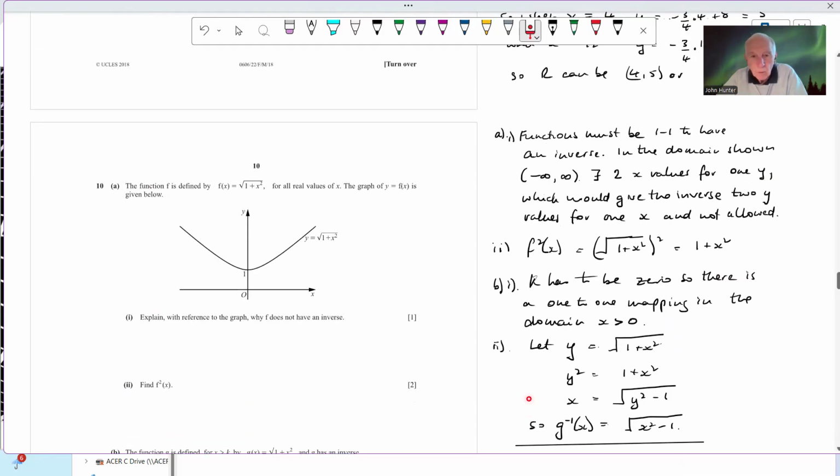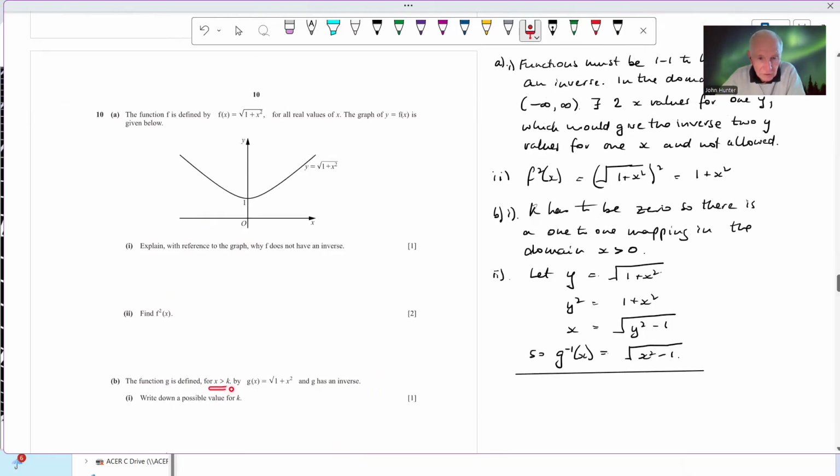What could k be? Well, we're looking for a set of values where we're only going to get one value of y out for one value of x. And if we limit ourselves to just this right-hand part here, then that will do that. So we're effectively not changing the function, we're just changing the domain. Could we use this part? Well, you could, except the question does say x is greater than k, so we're pretty well forced into using the right-hand side.